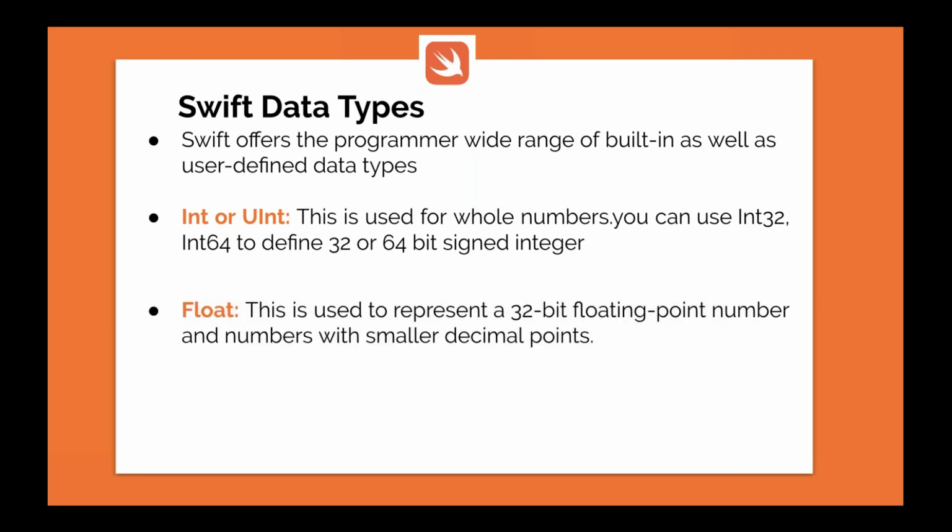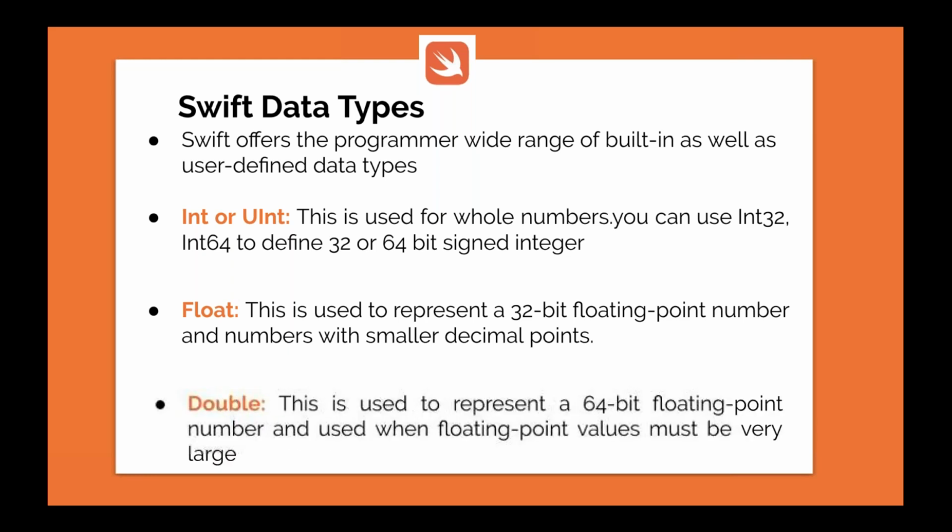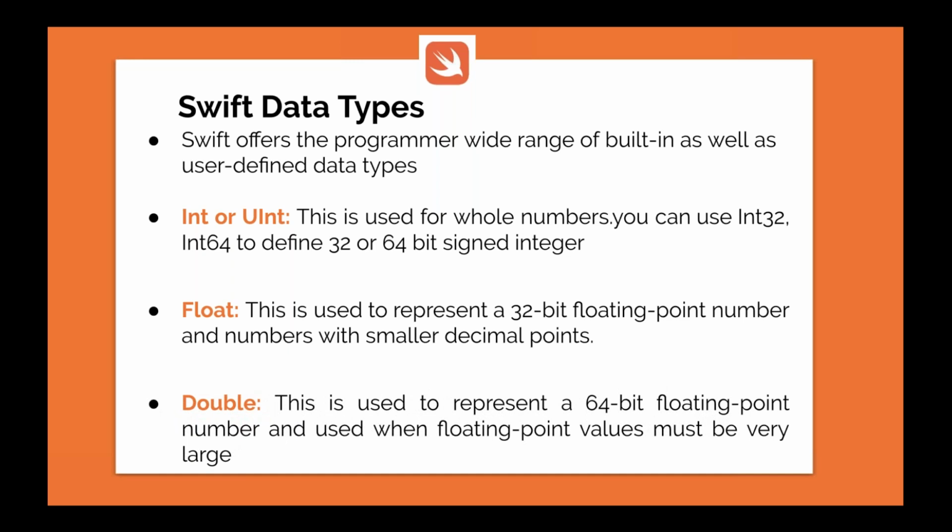The second one is the Float type. It can maintain the fractional part, but Float is always restricted to 32-bit. So this is used to represent a 32-bit floating point number, a number with smaller decimal points. If you have a high-range floating data, then you should go for what? Double. Double is used to represent a 64-bit floating point number, and you use it when the floating point value will be large. So Float and Double: consider Float for 32-bit small floating data, if you are going to store that. If you are going to maintain long information, then go for Double.